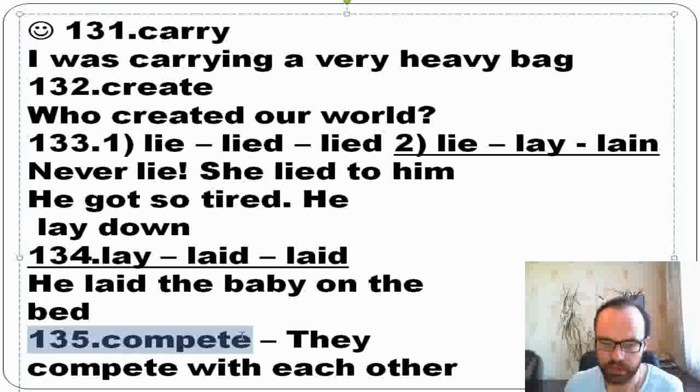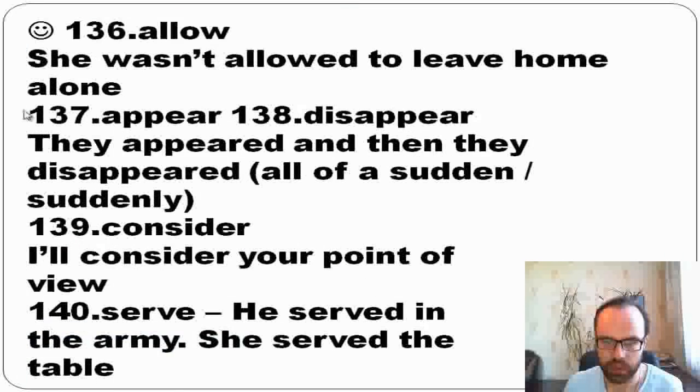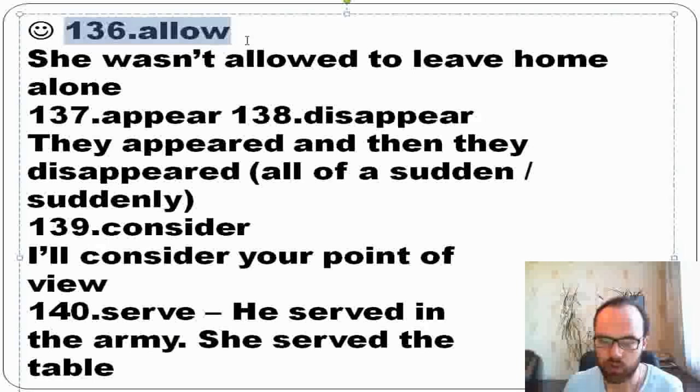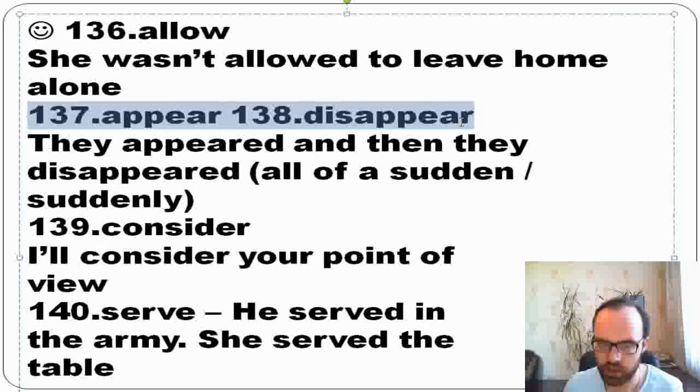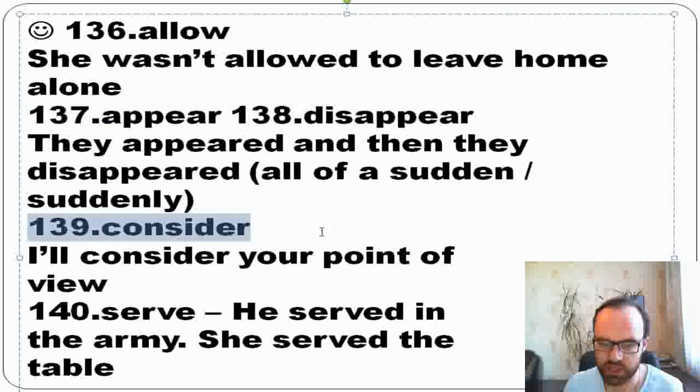Compete. They compete with each other. Allow. She wasn't allowed to leave home alone. Appear, disappear. They appeared and then they disappeared all of a sudden, suddenly. Consider. I'll consider your point of view. Serve. He served in the army. She served the table.